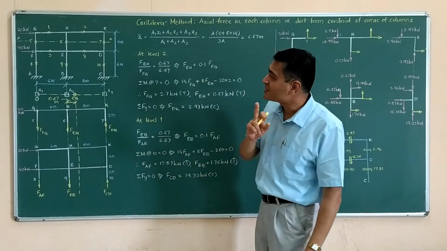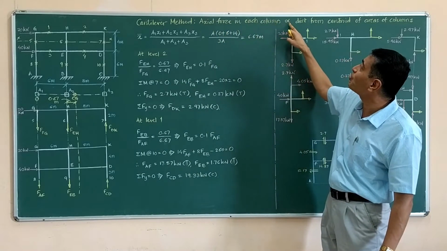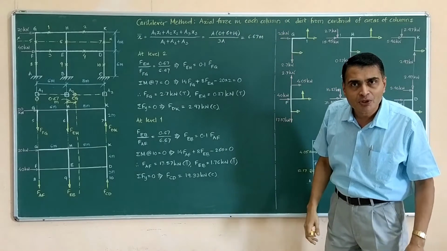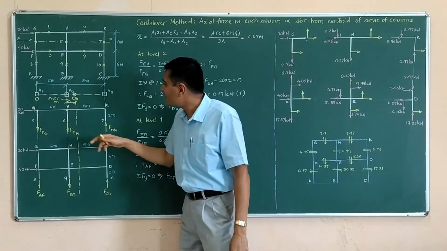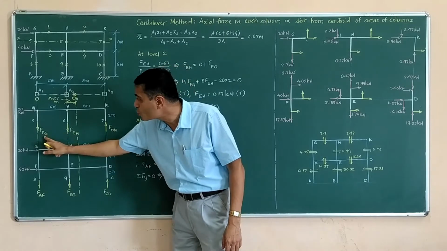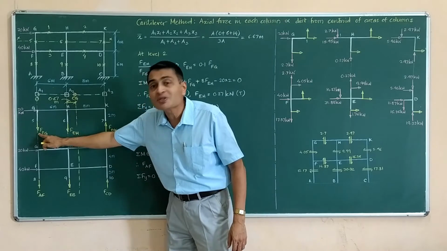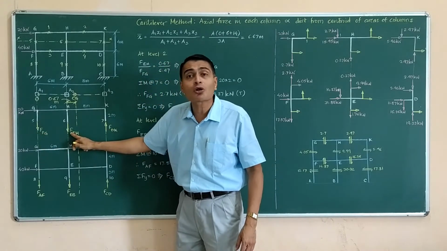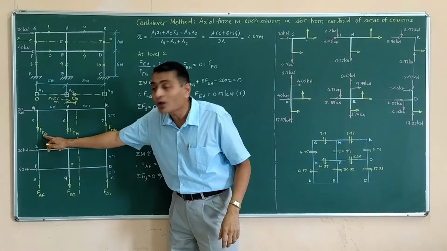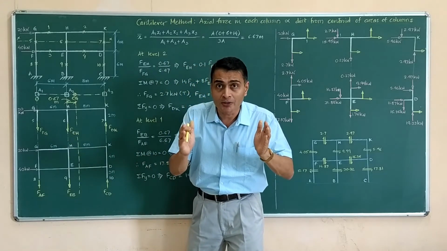So first of all, see what I am writing. The assumption is that the axial force in each column is proportional to the distance of that column from the centroid. So if I consider F of EH and F of FG, these two columns, this column is very close to the centroid, and this column is far away from the centroid. So this column will carry a smaller force because its distance from the centroid is less, and this column will carry a larger force because its distance from the centroid is long.